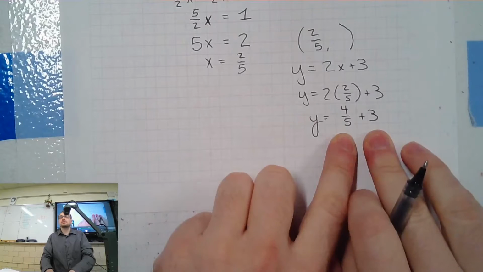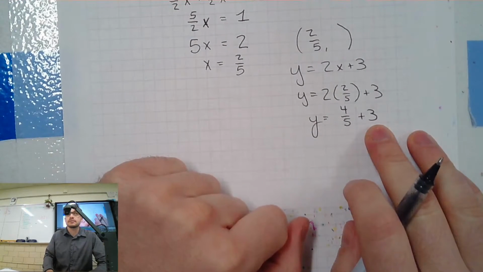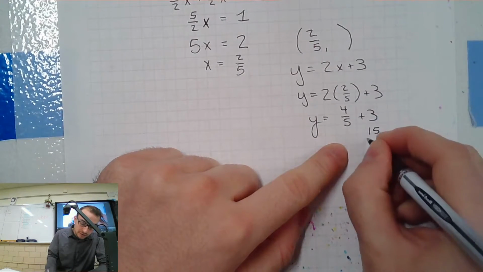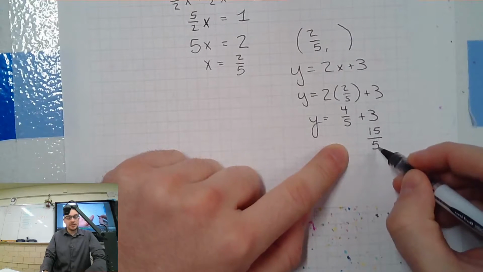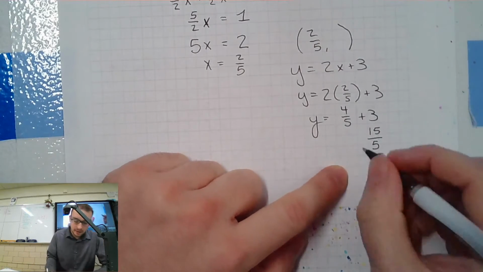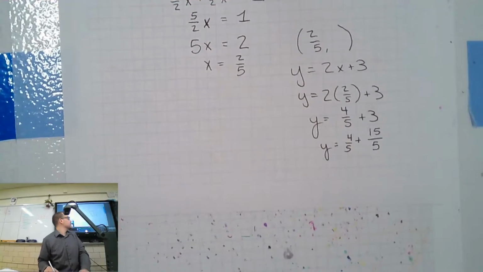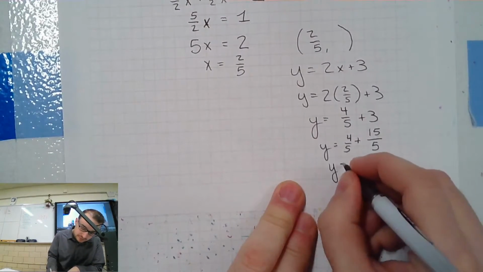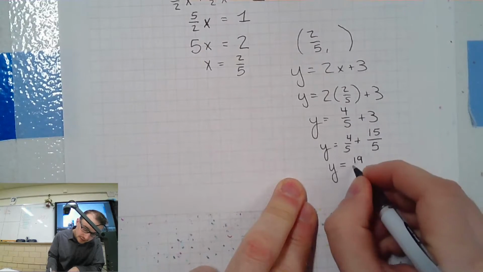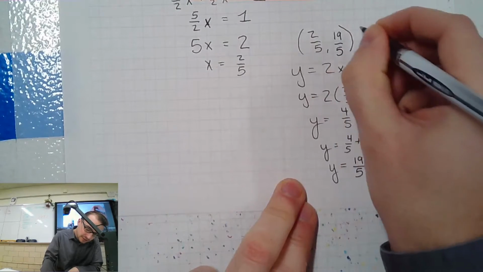So we get 4/5 plus 3. So the question is, how many fifths are in the number 3? 15 fifths. And if you're not sure, write it down. Is 15 fifths, otherwise known as 15 divided by 5, is that 3? Yeah. It's the same thing, just a different way of looking at it, right? I've got 4/5, you've got 15 fifths. How many fifths do we have? 19 fifths. Which means our intersection is here.